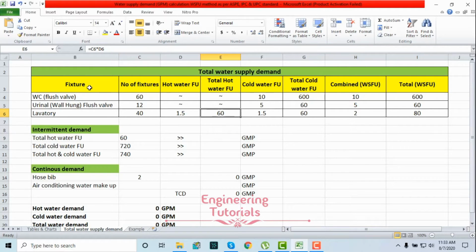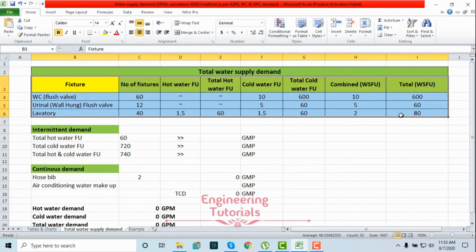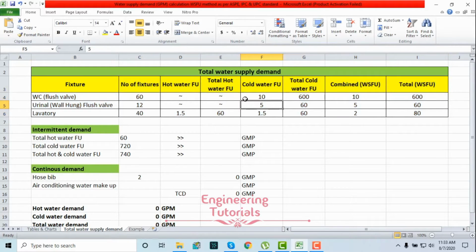So the demand which we calculated here is the intermittent demand, that is a non-continuous demand. It's not used all the time, its frequency of use is different, it's not a continuous demand. We need to add the continuous demand to the non-continuous demand if continuous demand is available, but before that we need to convert our fixture unit values into GPM.